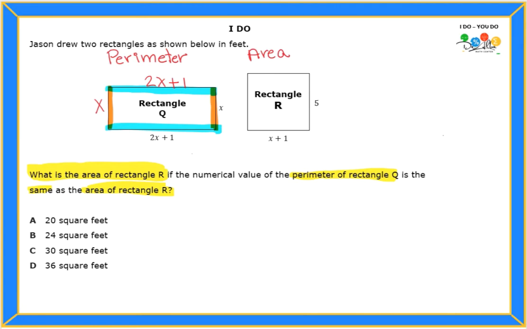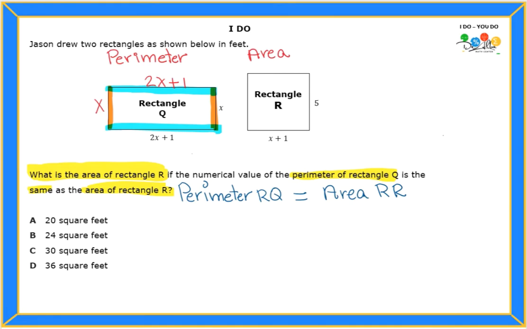So let's write down the comparison. It says that the perimeter, this is very important, for rectangle Q, and I'm just going to abbreviate like that, is the same as the area for rectangle R. To find the perimeter, remember there's a very easy way: just add up all the sides.